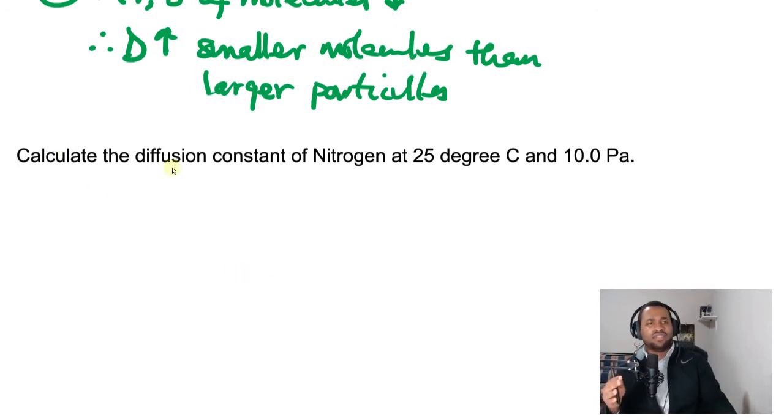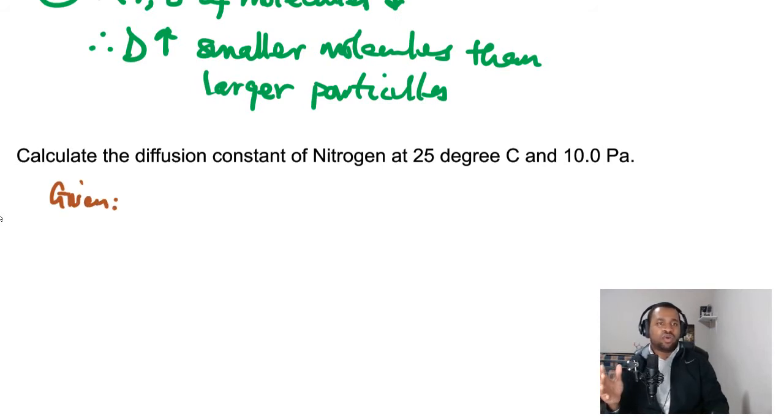We should calculate the diffusion coefficient, or the diffusion constant, of nitrogen gas at 25 degrees Celsius and at this particular pressure, which is 10 pascals. In this particular case, there are some other things that are missing here, but you will need a specific table to gather that information. Based on our givens, we will need the following.